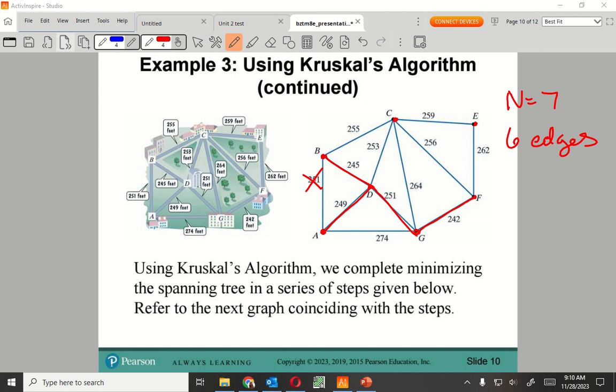Anyway, what am I going to use next? 253? Okay, so 253 is right here. And now, oh, wait, is everything connected so far? No, E's not connected. So how many edges did I use so far? 1, 2, 3, 4, 5. So how many edges do I have left to use? One more, and I still have to connect E, right? Yeah. So that's going to be 259.